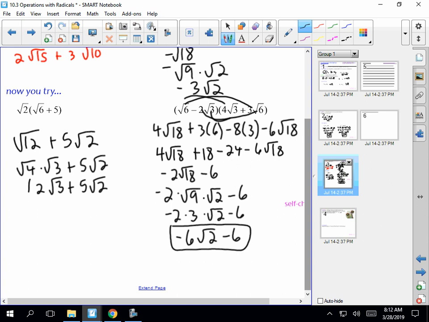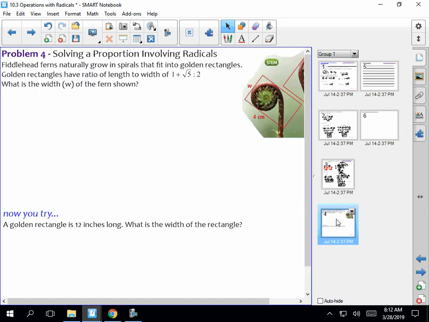Check your solutions, see if it matches up with what I got. And we're going to go on to an example of division. So we looked at addition, subtraction, and multiplication of radical expressions. This next word problem presents a division problem.